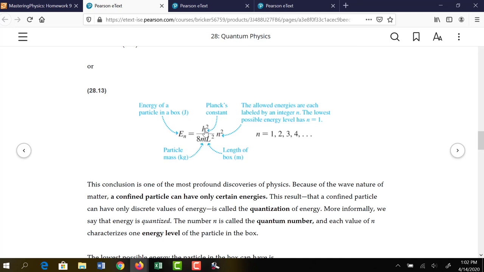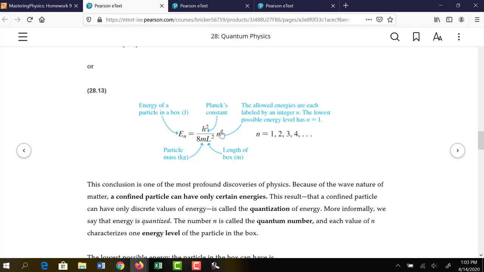In this formula, h is Planck's constant, 8 is just the number 8, m is the mass of an electron, so you'll have to, I gave that out earlier. L is the length of the box, n indicates which energy level we are at. So you could figure out E is equal to 1 by putting 1 in for n. Now this is going to come out in joules. You'll have to turn it into electron volts.